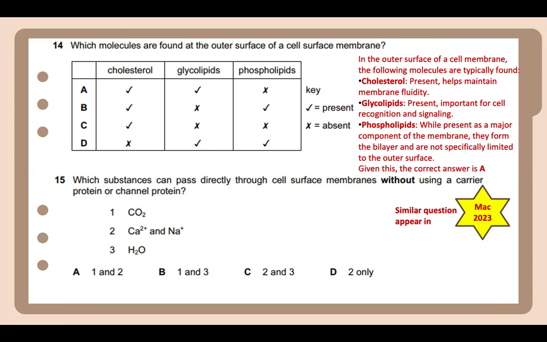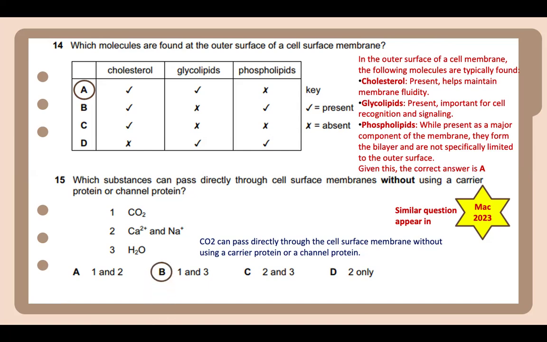Which substance can pass directly through the cell surface membrane without using a carrier protein or a channel protein? This is a similar question which already appeared in March 2023. The answer is CO2, which can pass directly through the cell surface membrane without using a carrier protein or a channel protein. The answer is 1 and 3.